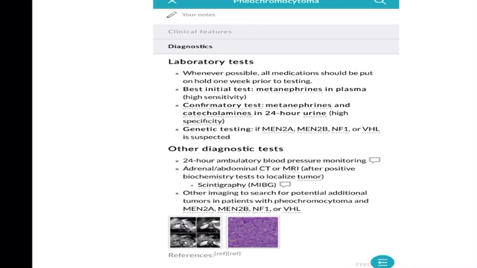Other imaging can search for potential additional tumors, such as scintigraphy. In scintigraphy we give a fluorescent chemical to the patient, and then we do the CT scan, MRI, or X-ray, so that we can find a clear image of the pheochromocytoma. Other imaging is used to search for additional tumors in patients with pheochromocytoma and MEN1 and MEN2, multiple endocrine neoplasia 1 and 2, neurofibromatosis 1, and von Hippel-Lindau disease.